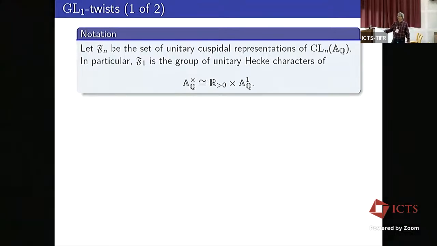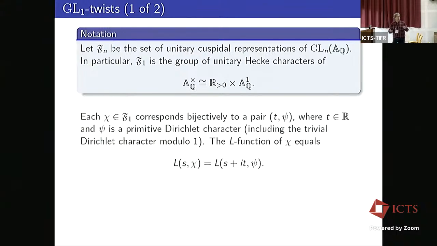That is unitary characters of the multiplicative group, the group of ideals, that are trivial on the embedded Q star. It will be very important for us to have in mind that A_Q star decomposes as a direct product of the multiplicative group of positive real numbers and the norm one ideal group. If you're not comfortable with ideals and such, don't be afraid. What is important for us is, specially over Q, there's a very transparent description of F_1.